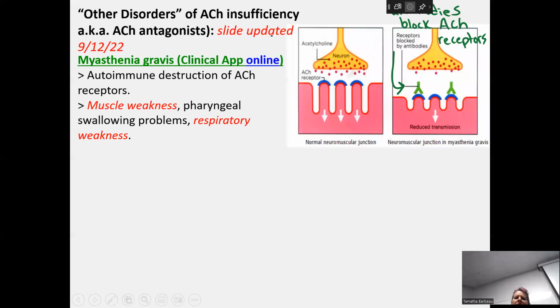So here is myasthenia gravis. That disorder is where your immune system is going haywire and producing antibodies, autoimmune destruction of acetylcholine receptors. Okay. So I added this in red. It's not on the PowerPoint that you have because I updated it on the 12th of September. So if you just downloaded that, then you've got it correct if it's in red here. If it's not, you can add this stuff. Because I wanted to say it's not just skeletal muscle weakness. It's also going to go after your swallowing muscles and your respiratory muscles.